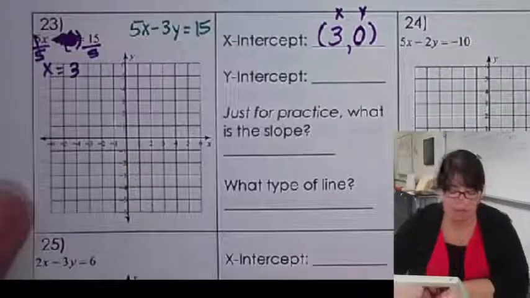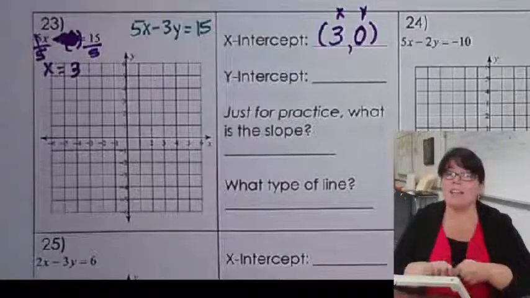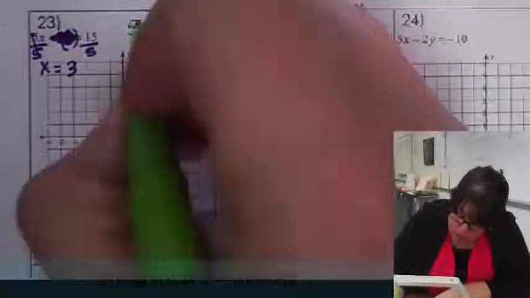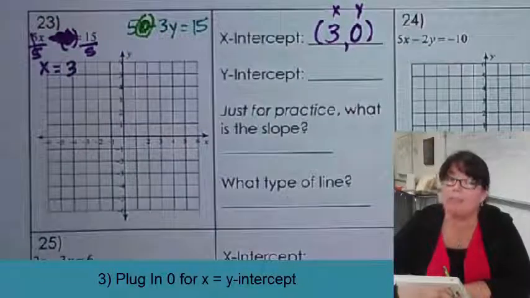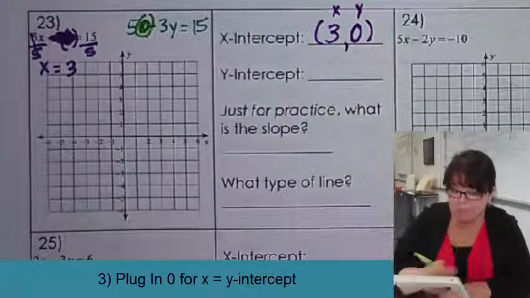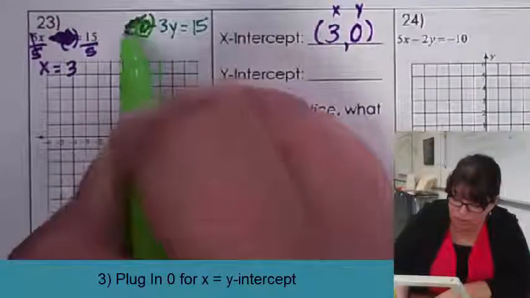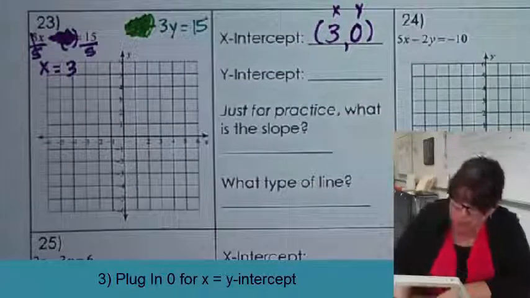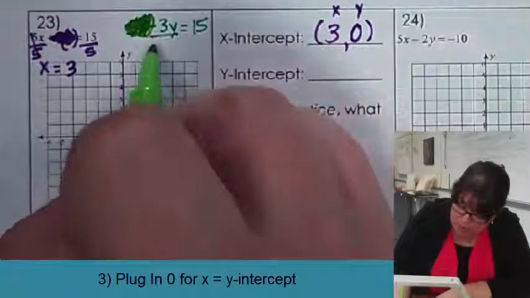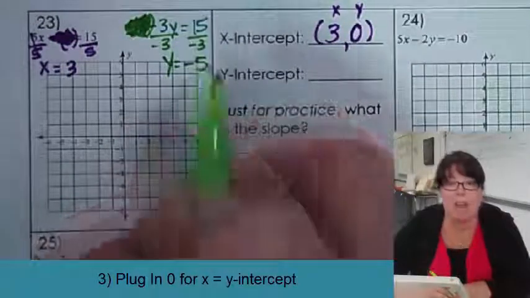Now we're going to do the same thing for the y-intercept. So we're going to take 0 and we're going to plug it in for x because we want to find y. So in order to find y, we have to plug in 0 for x. When we do that, 5 times 0, well, that just becomes 0. So this term is gone. And now I can solve for y. I'll divide both sides by -3 to get y all by itself, and y equals -5.